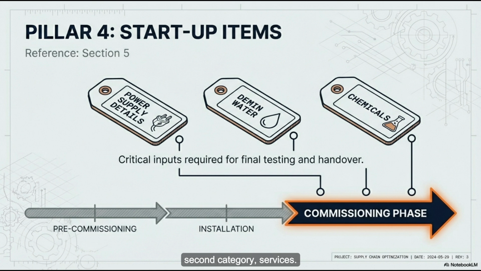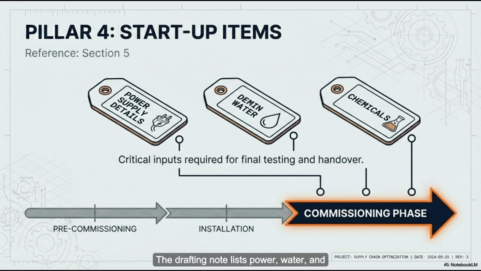Let's pivot to the second category, services. This is section 4, and honestly, this one surprised me quite a bit. I usually think of free issue as physical stuff, crates and boxes on pallets, but the document lists temporary utilities and security. These are the invisible assets. And honestly, they're very often the source of way more arguments than the heavy equipment.